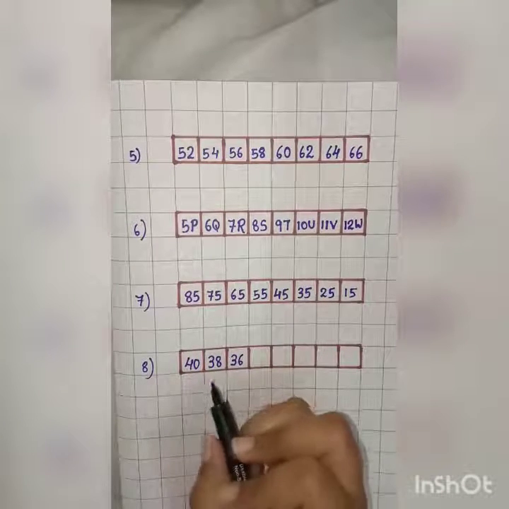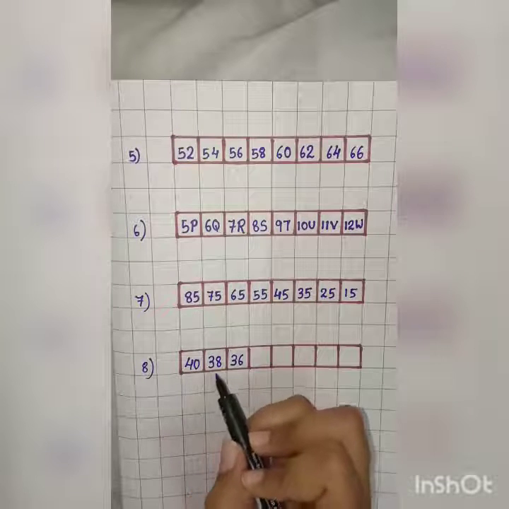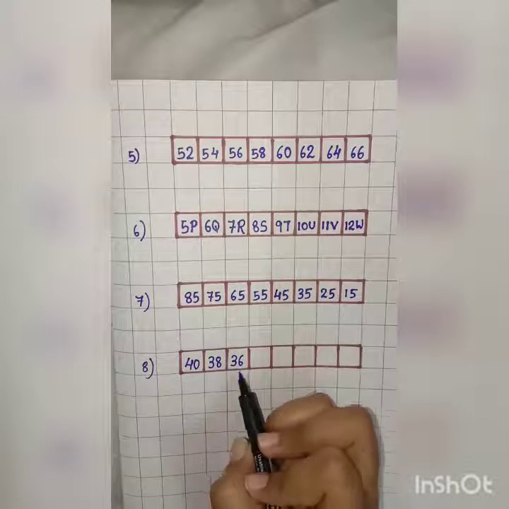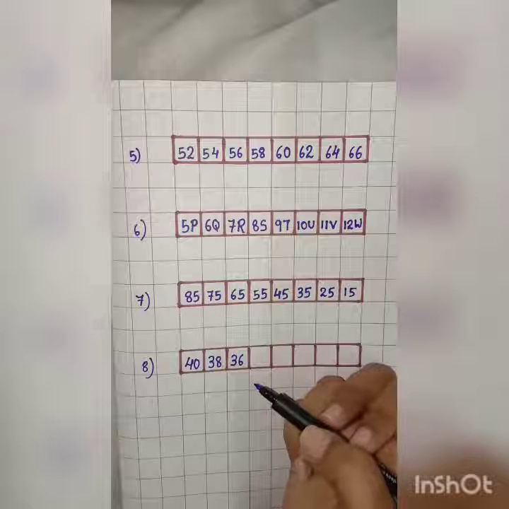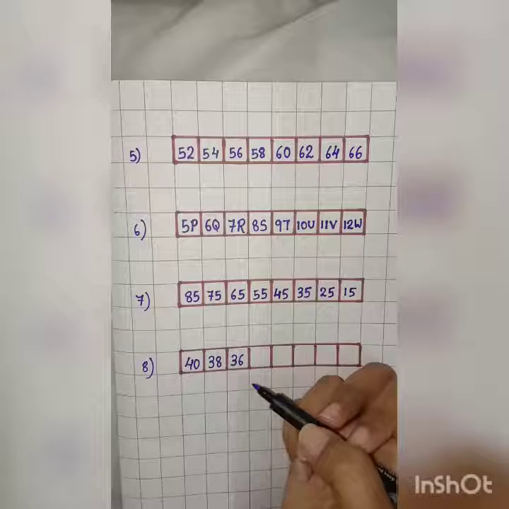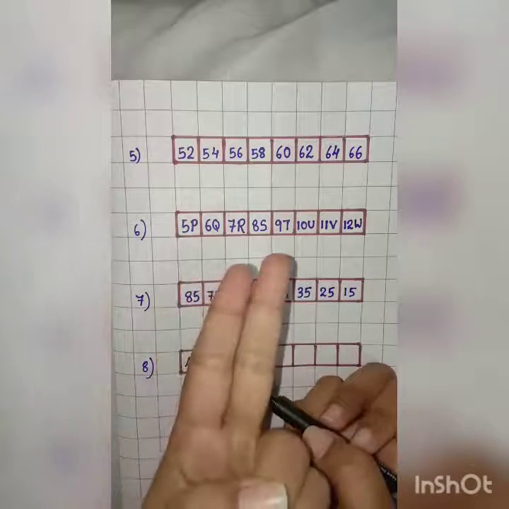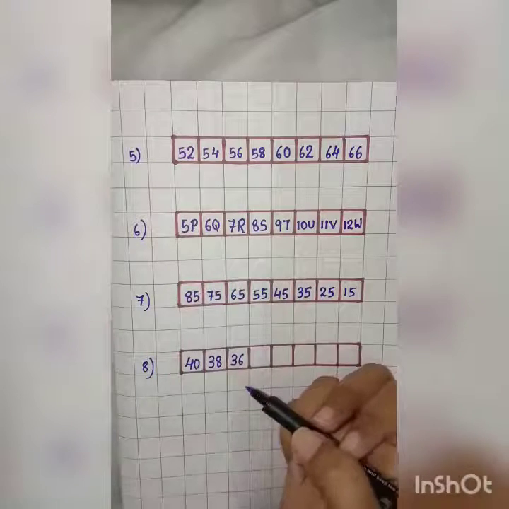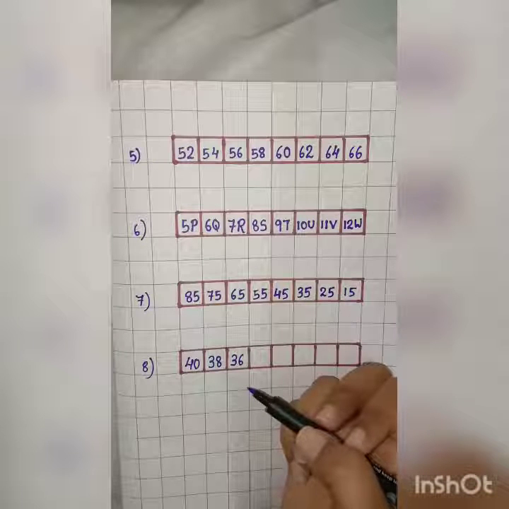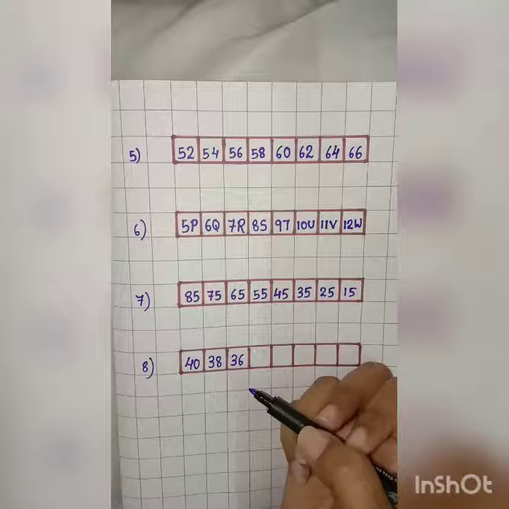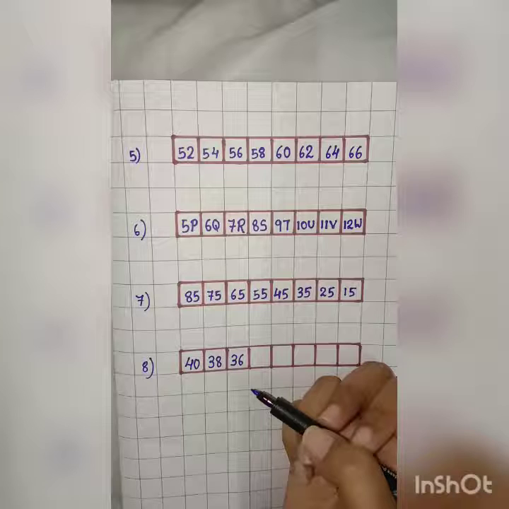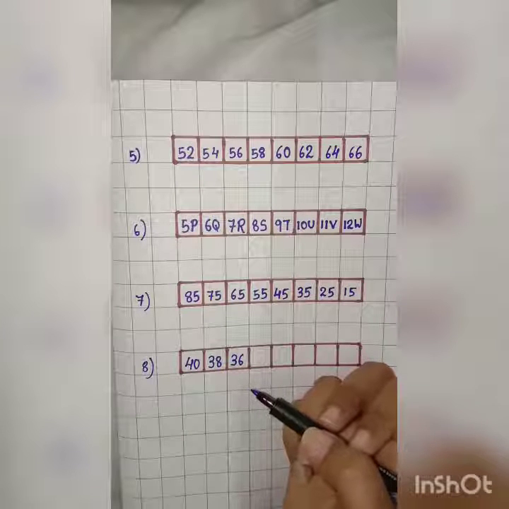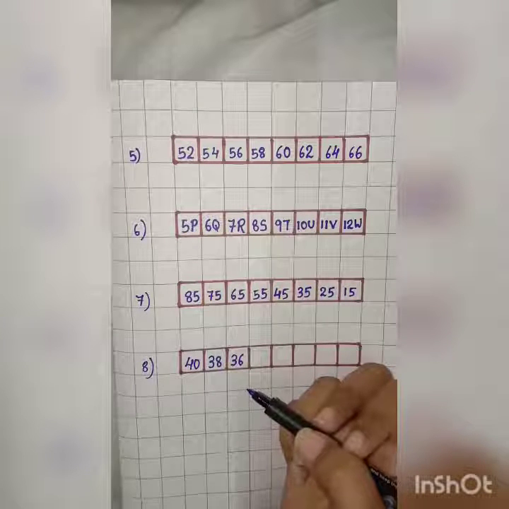And the last example, 40, 38, 36. Let's count the total numbers from 38 to 40. 39, 40. So, we have two numbers. That means here we have skip counting by twos. But in which manner? Yes, again it is in backward manner.